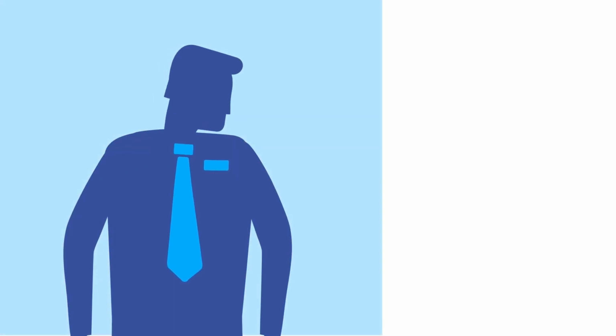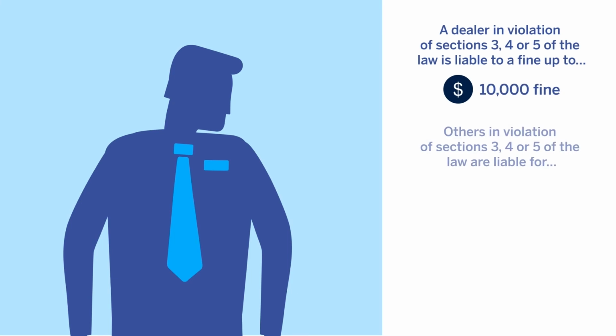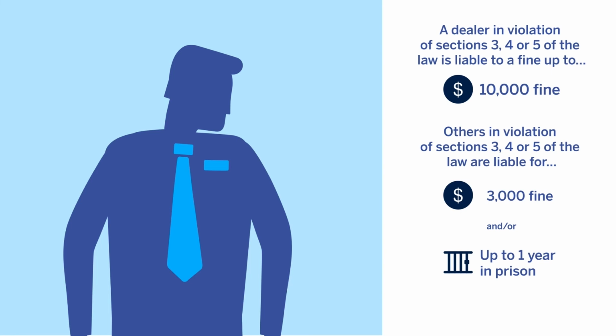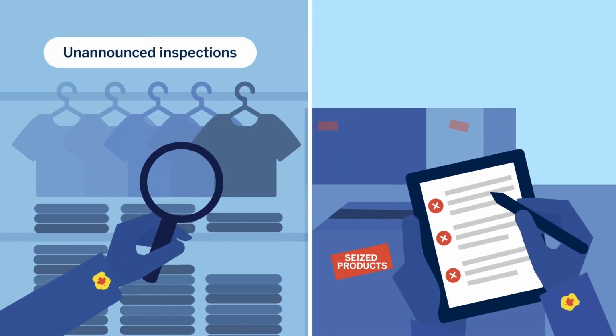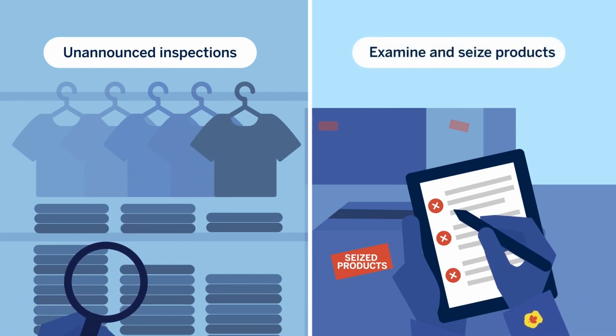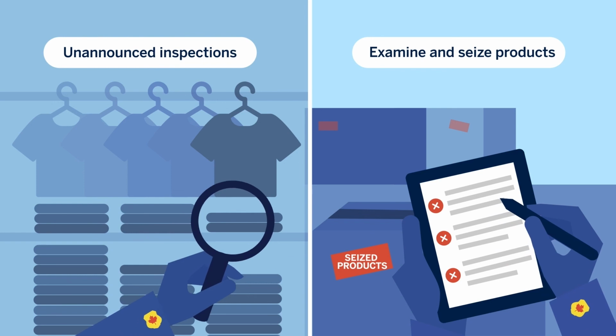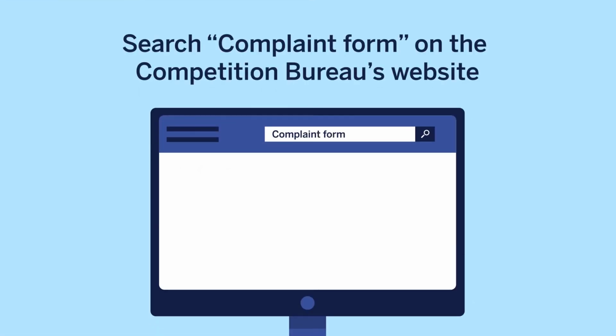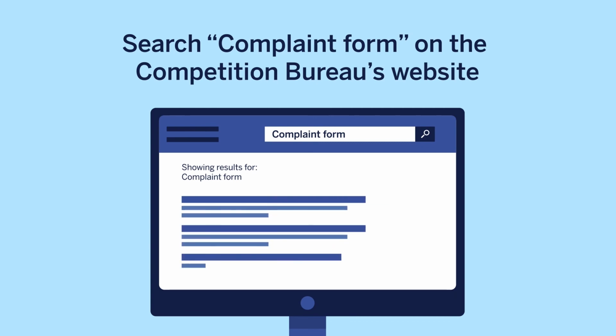The Textile Labeling Act outlines penalties that a dealer can face if they break the law. A dealer who does not comply with the law could be fined up to $10,000 and face up to 1 year in prison. The Competition Bureau of Canada has the legal authority to carry out unannounced inspections, to examine textile articles, and to seize any article that violates the law. Consumers who think a dealer has broken the law can notify the Competition Bureau. Business representatives have this right too.